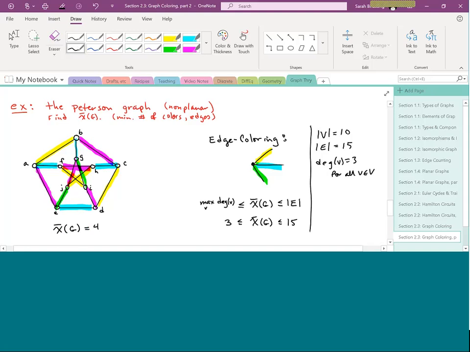And part of that is you had to have 3 colors on the outer cycle here, so you had to get that 3 right there going on. And then when you started coming in, the way these guys snarled in the middle with that star shape, you just couldn't get rid of needing that fourth color. Okay? So that would be dealing with what this edge chromatic number is.